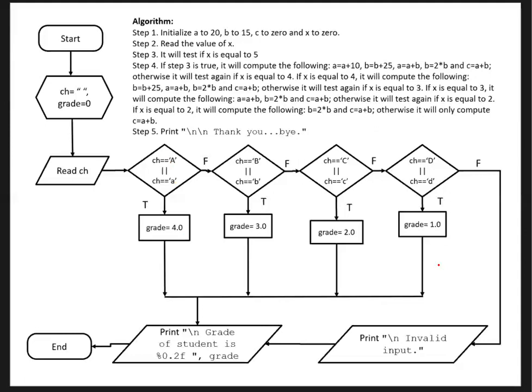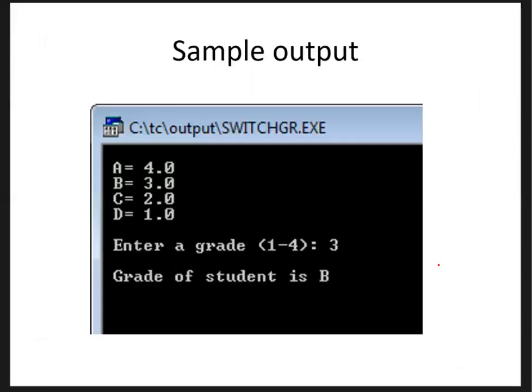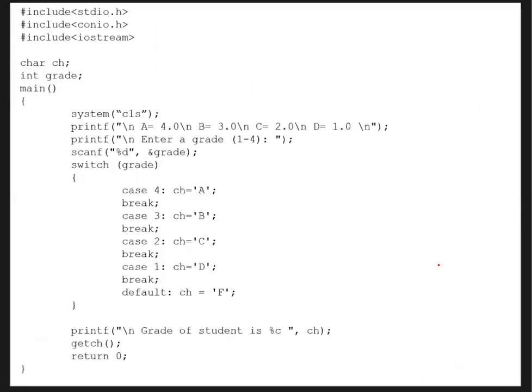Now what if this time we enter the value 1, 2, 3, 4, and it will display its equivalent letter. So this is the sample output. We will just edit a little. This time, the value here is an integer, so that's why the control string here is %d. And the switch here is grade. Okay, so if grade here is equal to 4, then ch is equal to A.